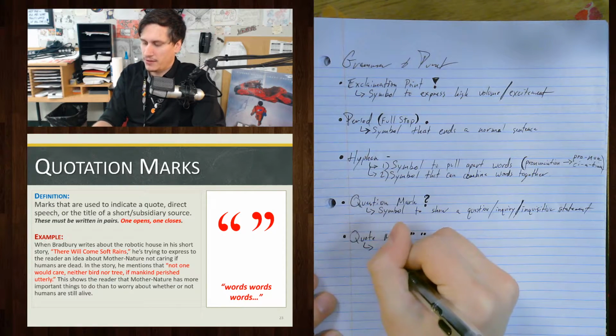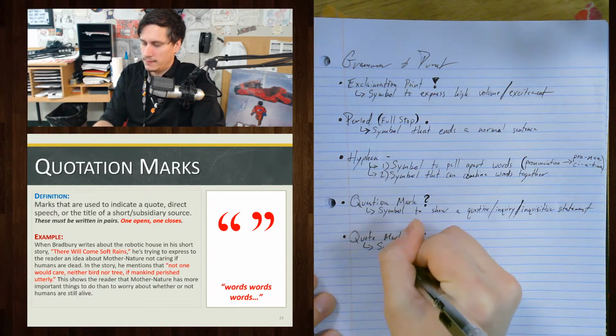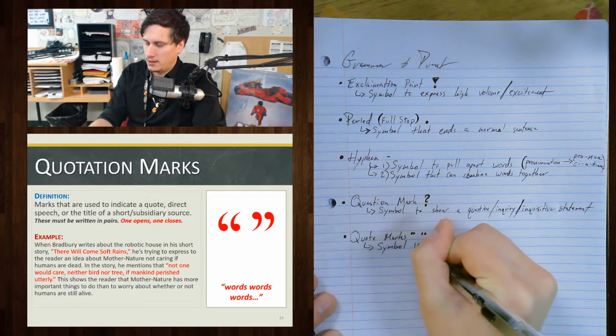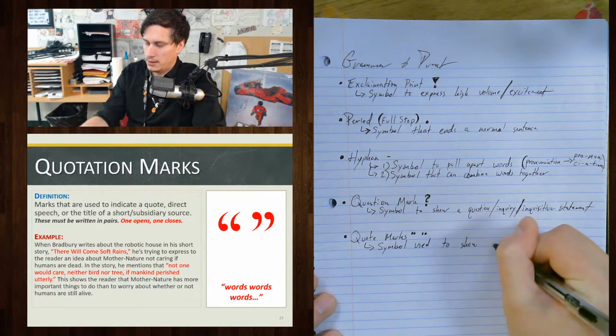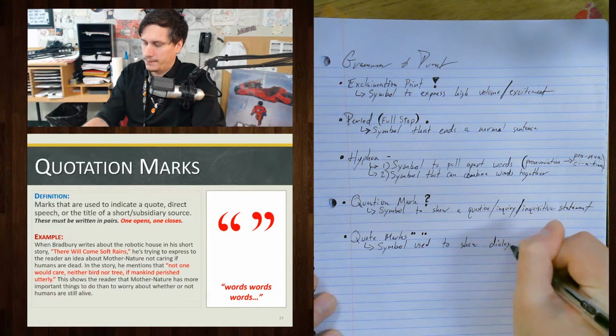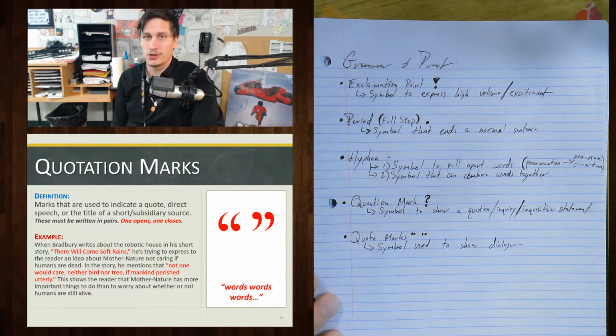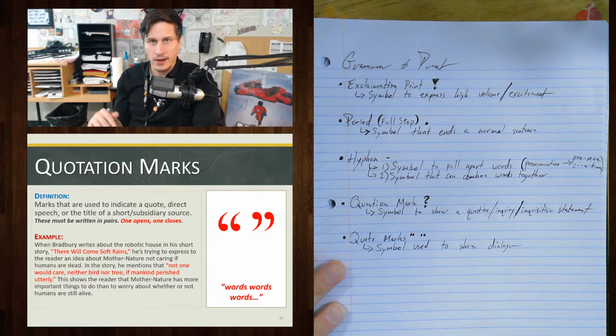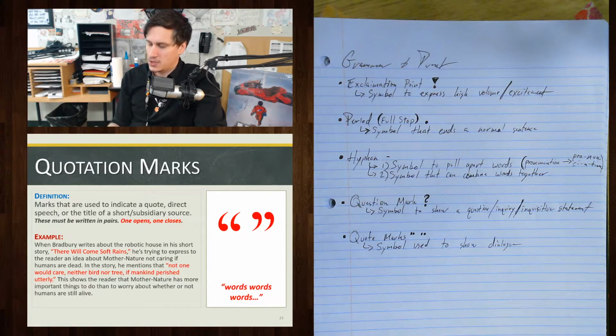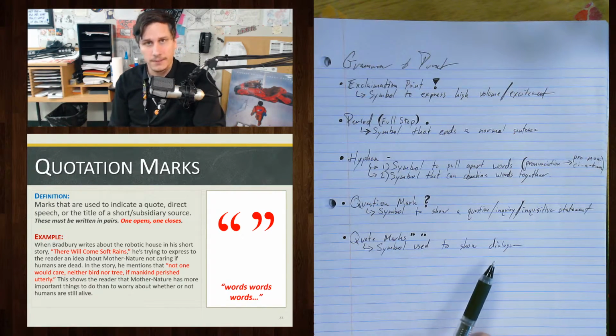So my first definition, symbol used to show dialogue. They're a symbol used to show people talking, right? And if you're writing a creative story and you're doing dialogue, you have to like space it out a certain way, but we'll get to that later. Okay, so quote marks are used to show dialogue.